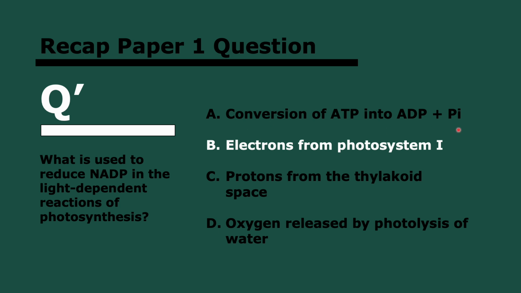Conversion of ATP into ADP, that just doesn't happen there. They don't use protons from the thylakoid space, right? They use them from the stroma, and they don't use oxygen released by photolysis of water. That's used for regeneration of electrons for photosystem 2.